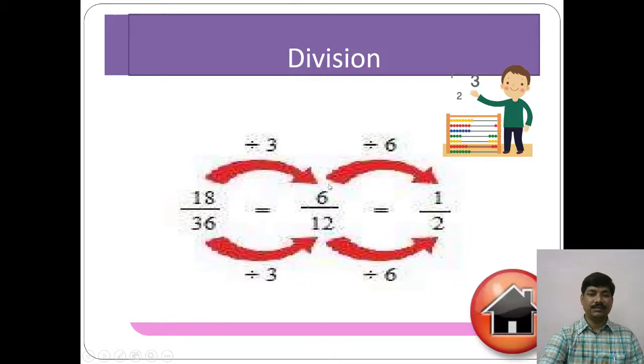So all these fractions, 18 upon 36, 6 upon 12 and 1 upon 2, are equivalent fractions. So 6 upon 12 is equivalent to 18 upon 36, and 1 upon 2 is also equivalent to 18 upon 36. You can practice by taking some examples. What will be the equivalent fraction of 25 upon 50? Please tell me. There will be 1 upon 2.